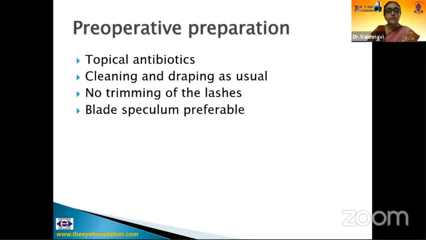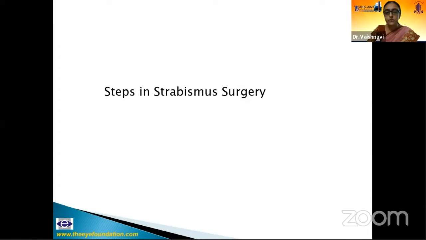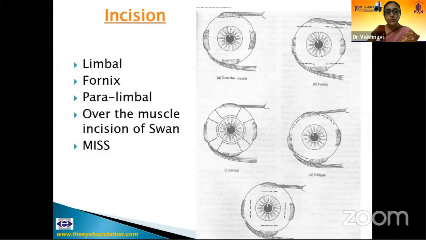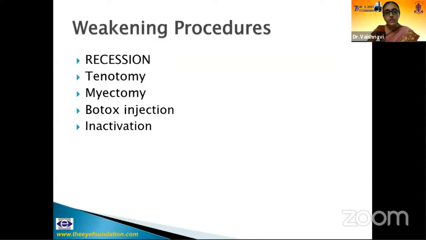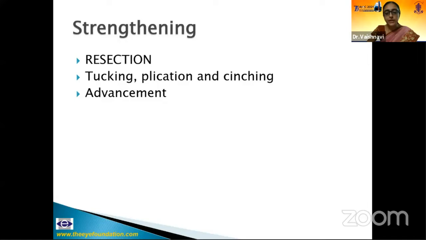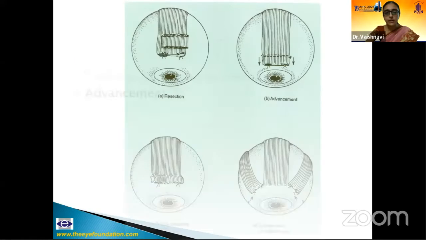Preoperatively, you can give the patient topical antibiotics, with cleaning and draping as usual. A blade speculum is usually preferred. Coming to the incision, we have the limbal based incision, fornix incision, paralimbal, and over the muscle incision or Swan, and minimal incision strabismus surgery. Weakening procedures, the most common being recession, followed by tenotomy, myectomy, Botox injection, and inactivation. Strengthening procedures include resection, tucking, plication, and advancement.